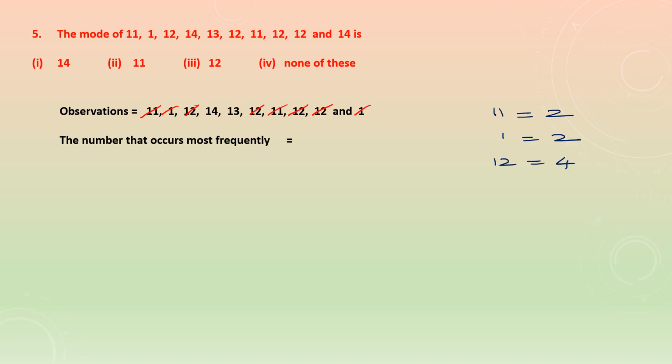Then let's go to 14. So we have 14 only once. So 14 occurs only once. And then, what else is left? 13. 13 also occurs only once. So 13 occurs only once. So which is the number that is occurring most frequently? It is the number 12, isn't it? The number 12 occurs 4 times. More, so the others are only 2, 2, 1 and 1. So 12 is the number that occurs most frequently.